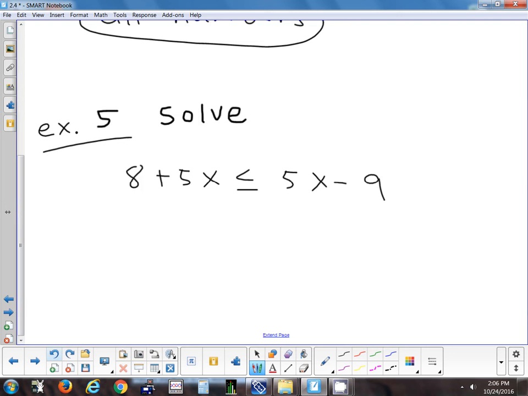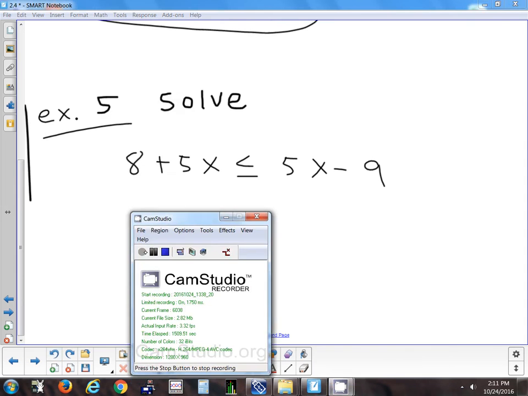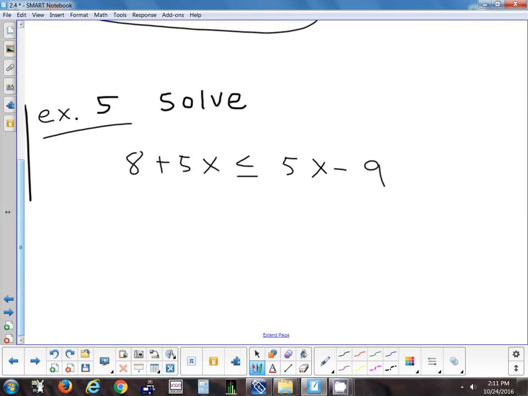Okay, so take a minute. If you're not sure what happens, that's okay. We'll go over it together, but just try to do what you can, pretty much like we did in the last one. Just try to at least do the first step. All right, so what would be my first step to get all my x's on the left?